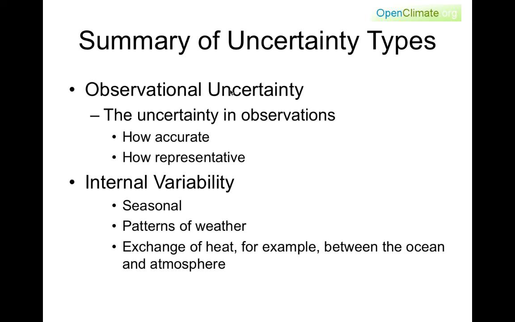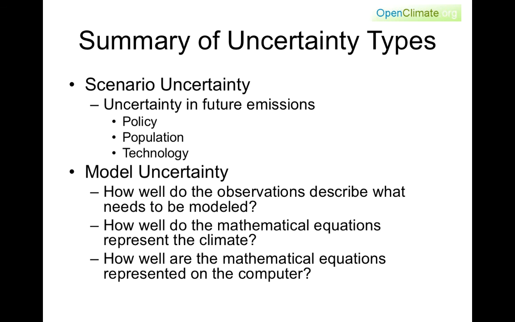With that, here's a summary of the uncertainty types that are discussed here. One is the observational uncertainty. How accurate are the observations and how representative are the observations? The second is the internal variability, which is often caused by natural sources such as seasonal cycles, patterns of weather, exchange of heat, for example, between the ocean and the atmosphere, and then changes in the sun, solar variability, and volcanic eruptions are other sources of natural internal variability.